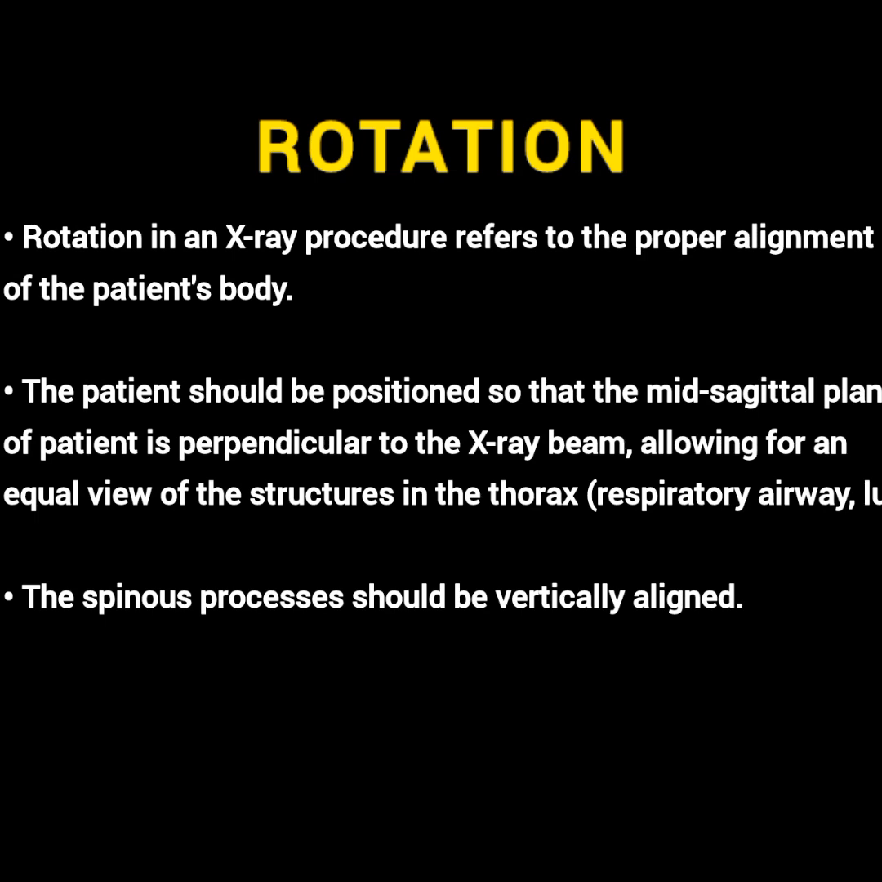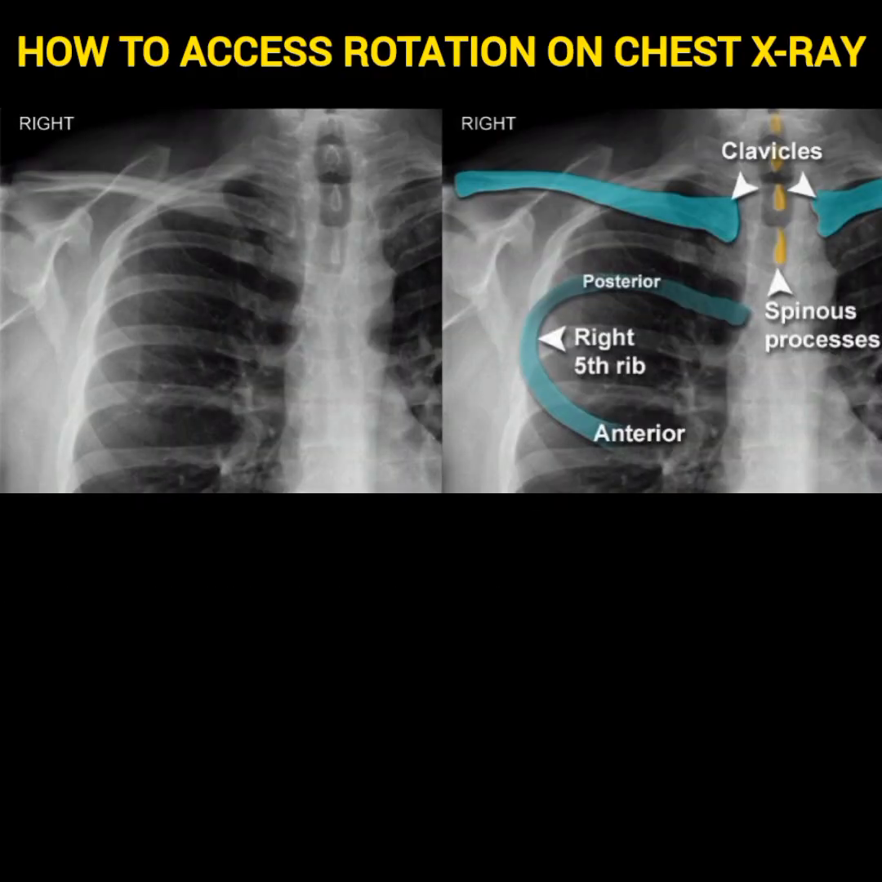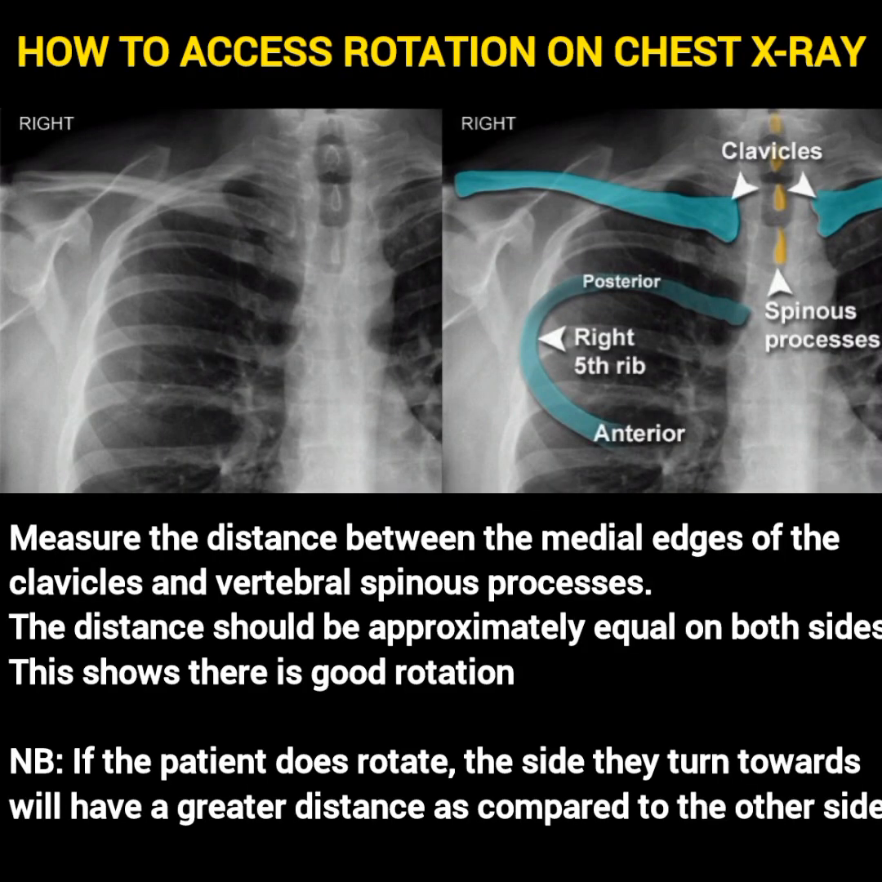How to assess rotation on chest X-ray? You measure the distance between the medial edges of the clavicles and the vertebral spinous processes. The distance should be approximately equal on both sides. This shows there is good rotation. You note that if the patient does rotate, the side they rotate or turn towards will have a greater distance as compared to the other side.